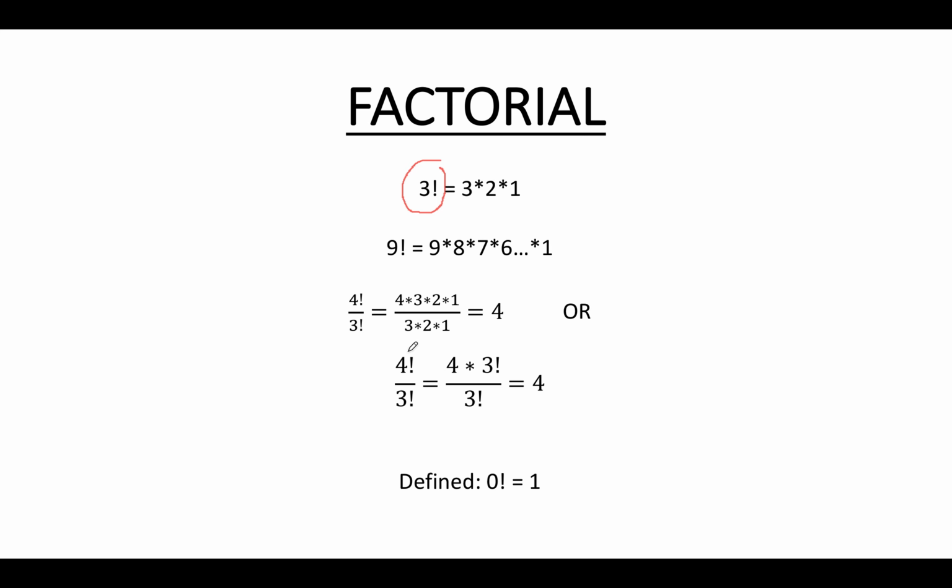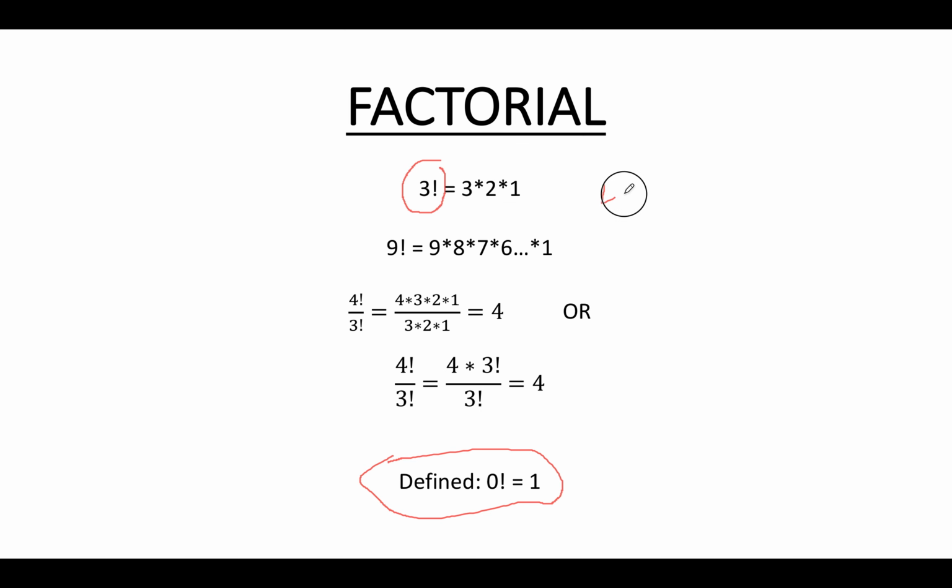But actually no, that's not even fine. That's wrong. 0 factorial is technically 1. This is defined. 0 factorial equals 1. So anytime you see 0 factorial, just replace that with a 1. Now, 9 factorial just means 9 times 8 times 7 times 6 times 5, 4, 3, 2, 1. That's what 9 factorial means.